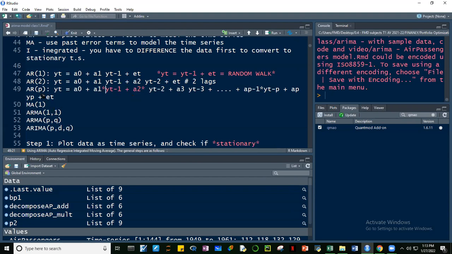So anyway, guys, ang ARP model means that you're using the past P values. No? Kunyari, AR10 yan, so magiging A1, y sub t minus 1, A2, y sub t minus 2, plus A10, y sub t minus 10. So the past 10 values plus an error term. Okay? Clear ba yun, guys?